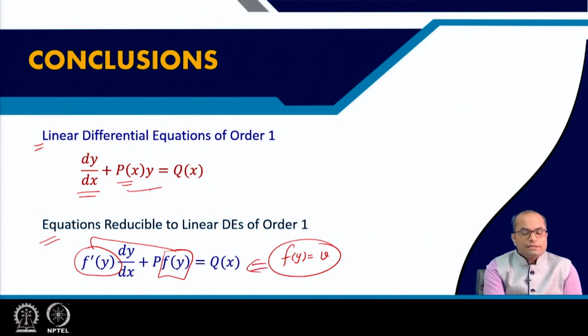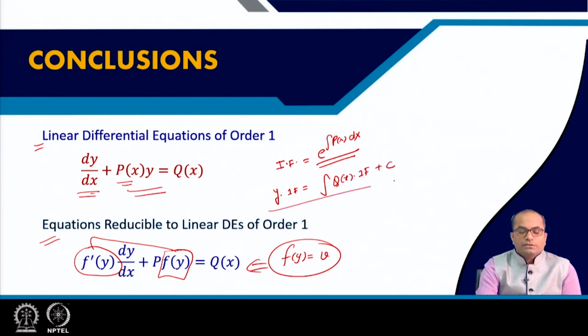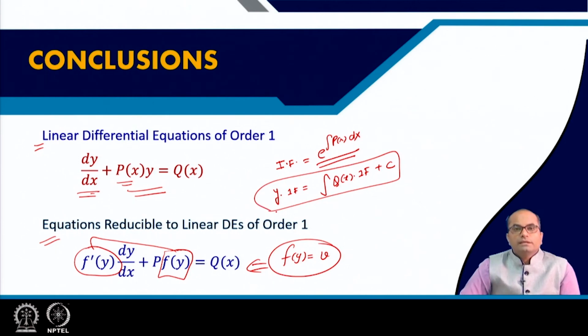And once we have a linear differential equation, we can find out the integrating factor, which is e to the power of the integral of p(x) dx. And once we have the integrating factor, the formula was that y times the integrating factor is equal to the integral of the right hand side q(x) times the integrating factor, plus a constant. So, this will be the solution of the linear differential equation, which was discussed through various examples.